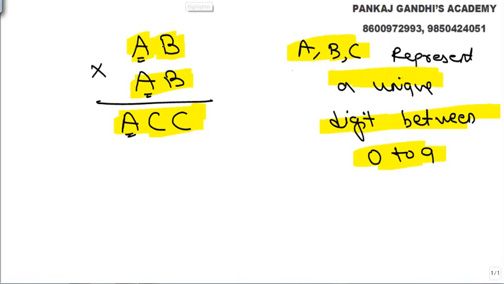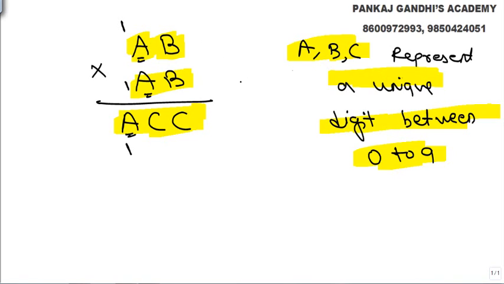Now simply, AB is a two-digit number multiplied by AB, we get ACC. A cannot be 2, because 2 into 2 will get 4 something. It cannot be 3, because 3 threes will get 9. And A cannot be 4 or more than 4, because 40 into 40 will make it a 4-digit number. We want AB into AB to be a 3-digit number. So the only possible value of A is 1.